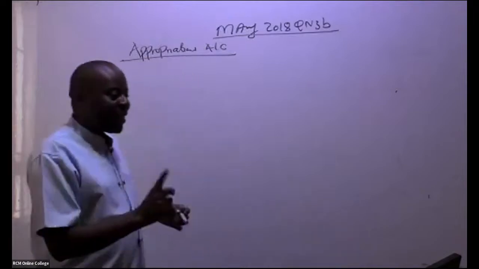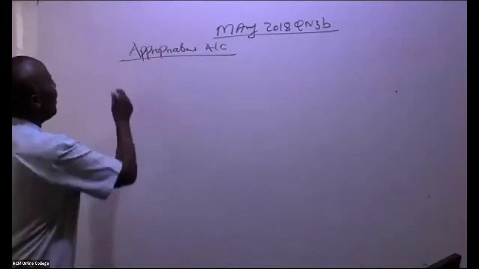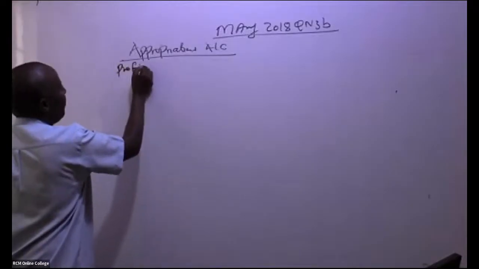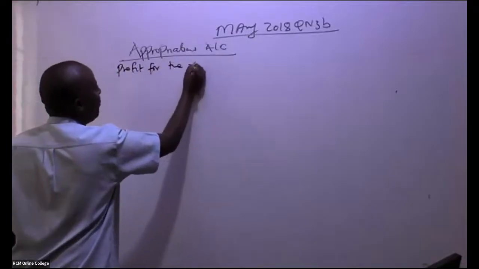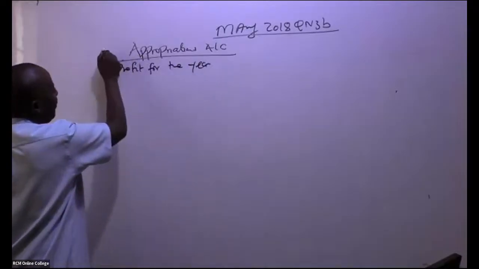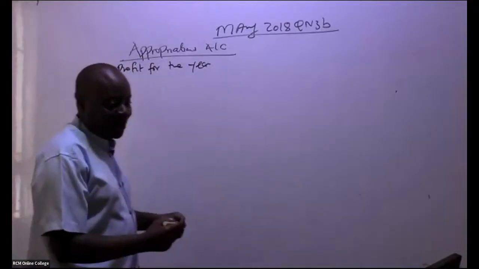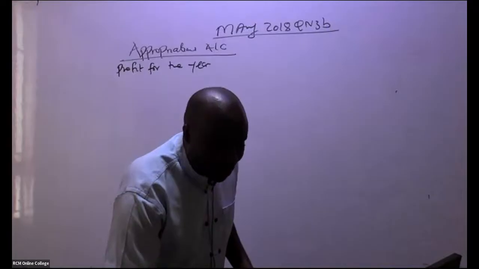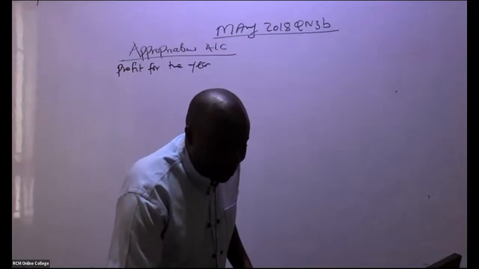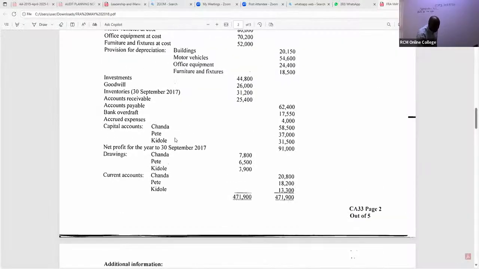So come and make an appropriation account. So you give us here profit for the year, very fast, profit for the year. So I'm doing part 1. So is there somebody who is able to see the profit for the year? Irene is giving us 91,000, right? So profit for the year, you can see profit for the year. You guys are so good. Net profit for the year, 91,000.